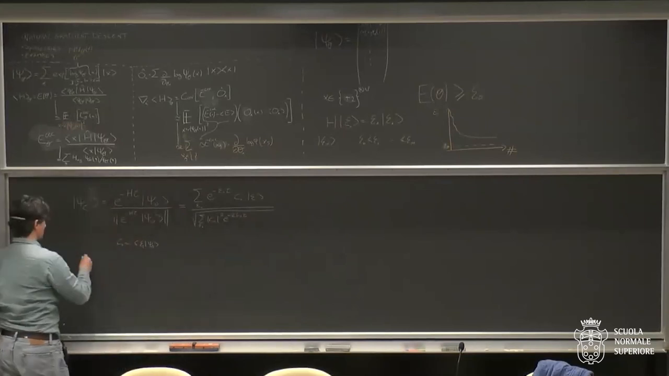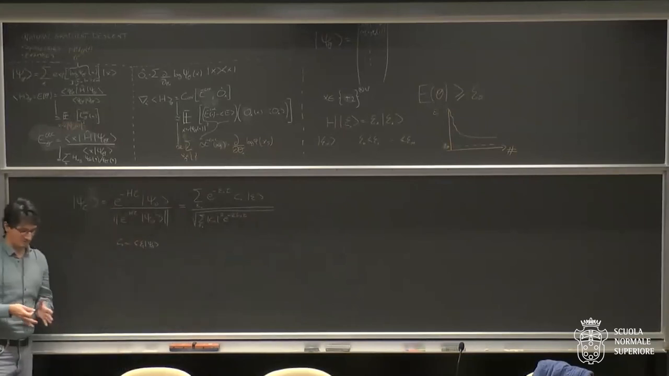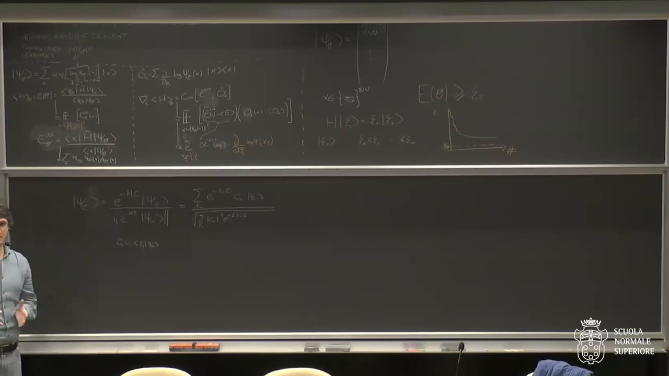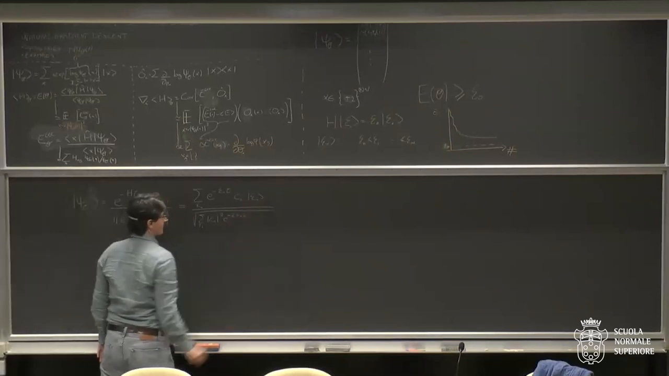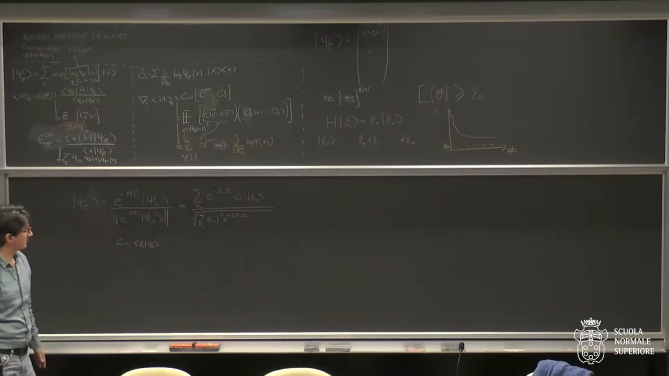And now if we consider the normalized overlap. Can I ask two questions? Yes. So this is epsilon_i, I believe, in the numerator, right? So in the ket. Yes, sorry. Okay. And the other thing is, this e to the minus H tau is really the exponential of the matrix. Yes. Right?